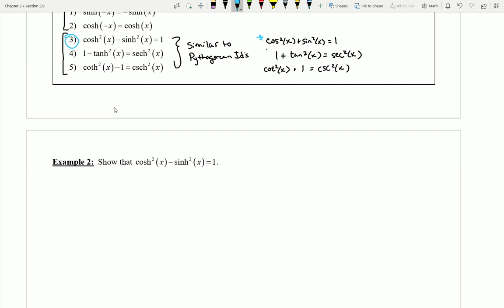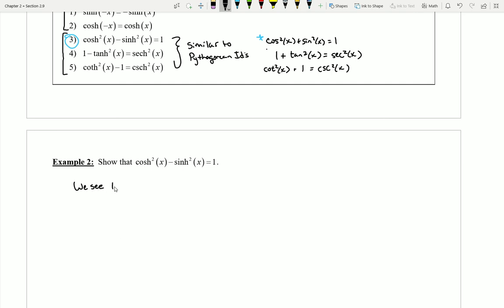How do I know that when I take hyperbolic cosine squared and subtract hyperbolic sine squared, I do indeed get 1? Well, the nice part here is that we actually can try to do this in the same way that we verified identities in a pre-calc class. We can start with one side of the equation and try to show that it can be transformed into the other side. Let's take a look at how we could do that here.